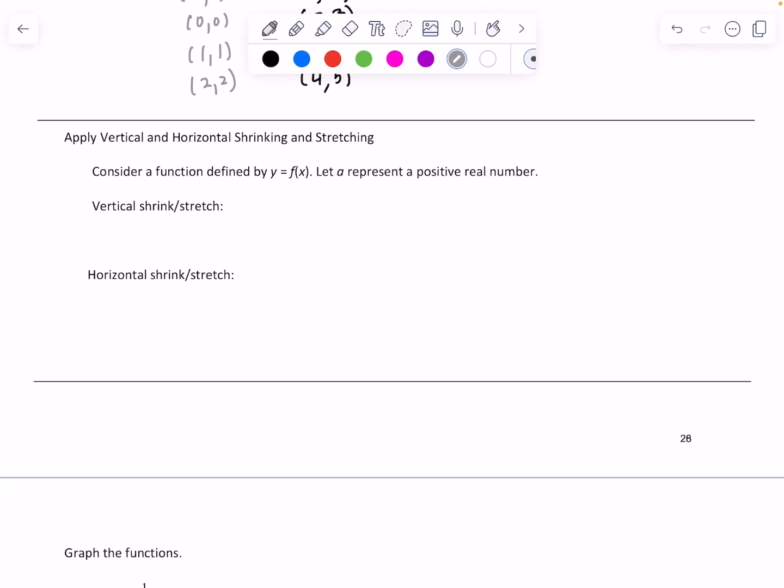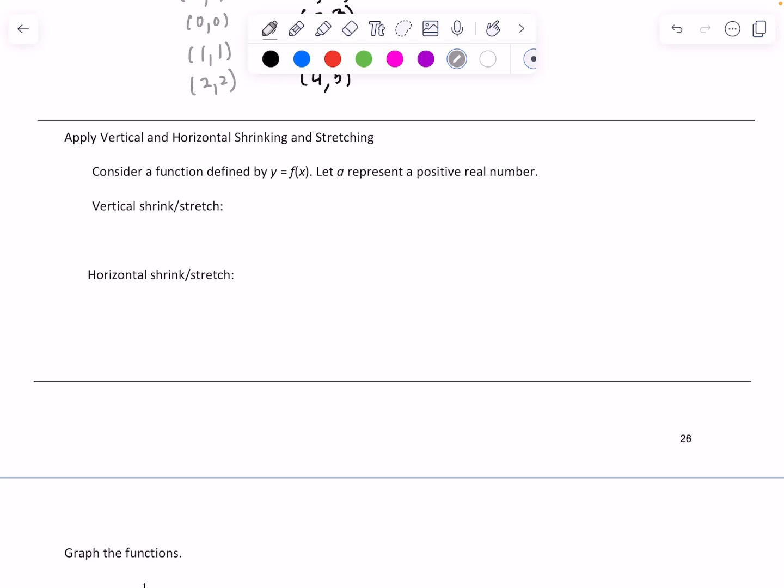When we look at shrinking and stretching, we're going to be looking at the overall shape of the graph being different. So it might get wider or skinnier or shorter or taller, depending on what kind of shrink we're doing. So just like before, we're going to contemplate vertical changes first. So vertical changes always mean that something is happening to our y coordinate. We're moving up and down if we're moving vertically.